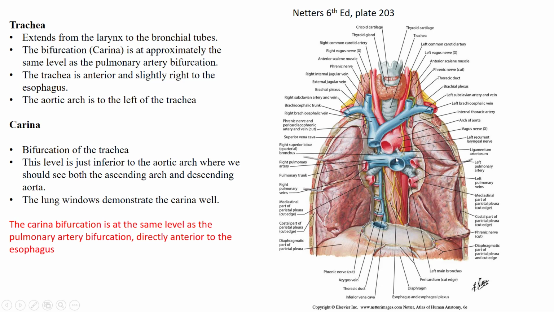So here's the pulmonary trunk here, just inferior to the aortic arch, and it bifurcates at the same level as the carina. You can see the trachea coming down here, and the bifurcation just behind the pulmonary bifurcation. So you have the aortic arch, and then the pulmonary trunk bifurcating, and then the trachea posterior to that bifurcating at the same level. So that's the carina just posterior to the pulmonary trunk.